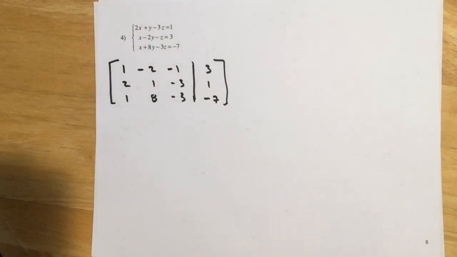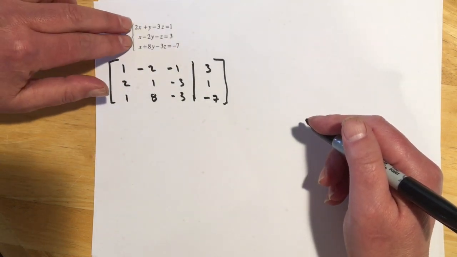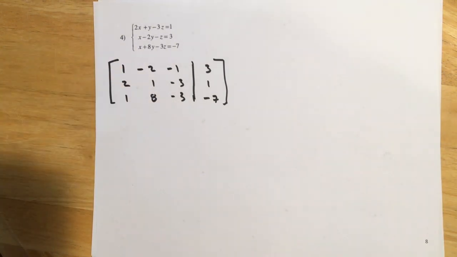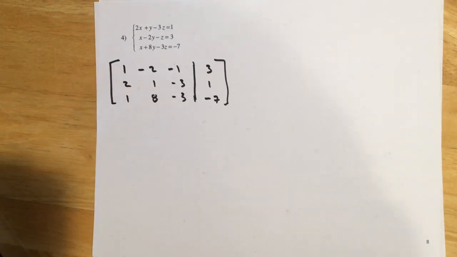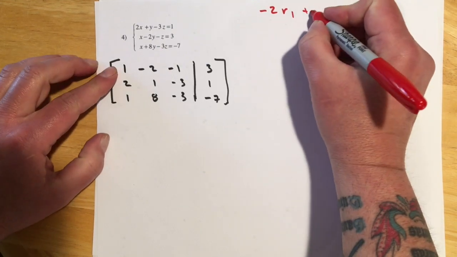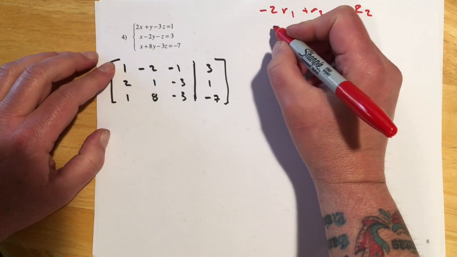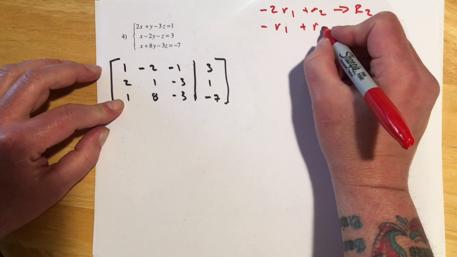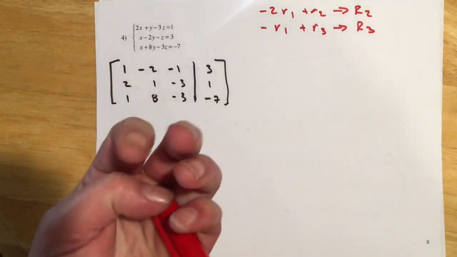Okay, so for number 4, the first thing I did when I rewrote this is I swapped rows 1 and 2, so I'd have a 1 up in this first position. And now what I'm going to do is I'm going to use that 1 to knock out the 2 and the 1. So I'm going to go -2 row 1, add row 2 to that. Now make our new row 2. And then I'm also going to go the negative of row 1 plus row 3, and that will make our new row 3. So I'll get that set up and be back.